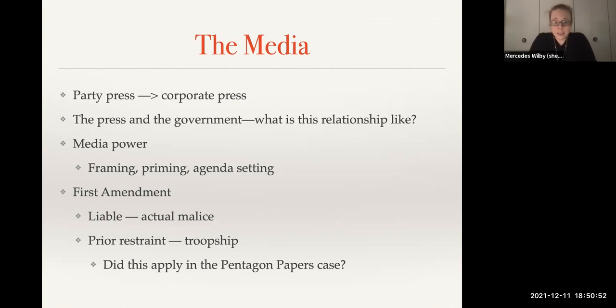Now, there is basically only one time when the media can be stopped from publishing something in advance of actually publishing it. This is called prior restraint, right? The government can exercise prior restraint on the media in the case of basically publishing troop movements. It's called the troopship exception. The media can't publish things that involve like troop movements, ship movements, that kind of thing, things that will put people in imminent danger and otherwise threaten national security.